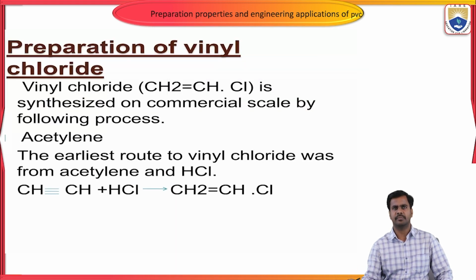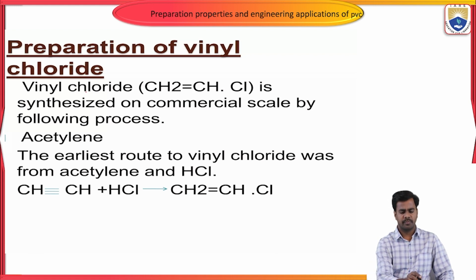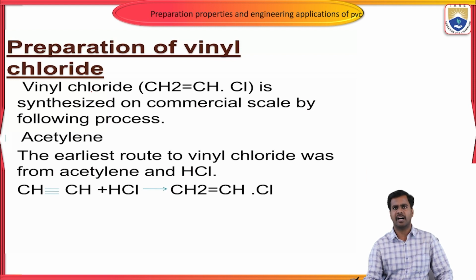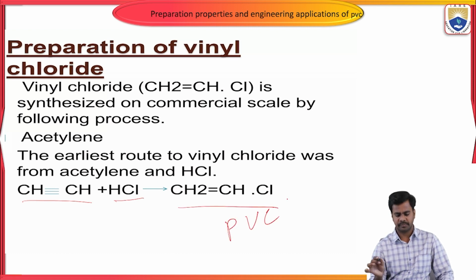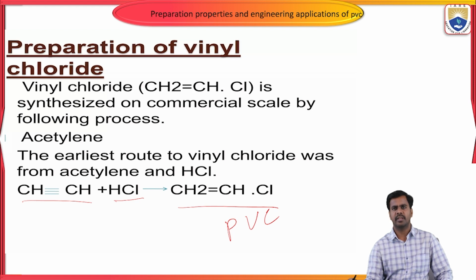Next, coming to the preparation, how we can prepare PVC. Vinyl chloride is synthesized on a commercial scale by the following process. The earliest route to vinyl chloride was from acetylene and HCl. So acetylene reacts with HCl to produce vinyl chloride, which gives PVC. It is a type of addition polymerization reaction.